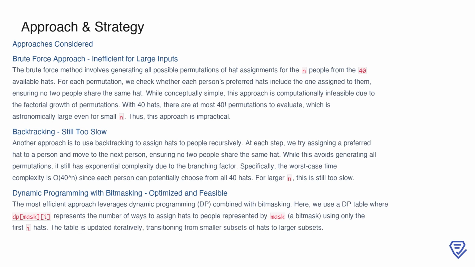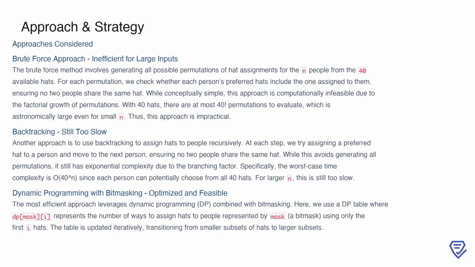To solve this problem, we first explored the brute force approach. This method generates all possible permutations of hat assignments for the given number of people, ensuring that each person is assigned a hat from their preferred list without any 2 people sharing the same hat. While the idea is straightforward, the number of permutations grows factorially with the number of hats, making it computationally infeasible. For instance, with 40 hats, the number of permutations reaches 40 factorial, which is an astronomically large number, even when the number of people is small.